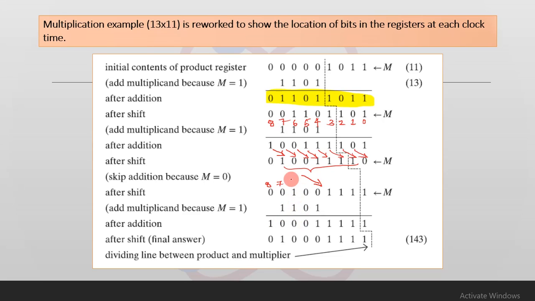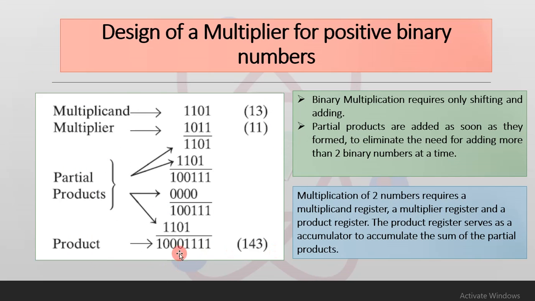So on addition we will get the result 1 0 0 0 1 1 1 1 1, and because m was equal to 1 we need to perform both addition and shift. So we will be performing the shift operation with the 8th position having a 0. So the final result that we obtain is this, which is equal to 143, same as the one that we have seen in the beginning.